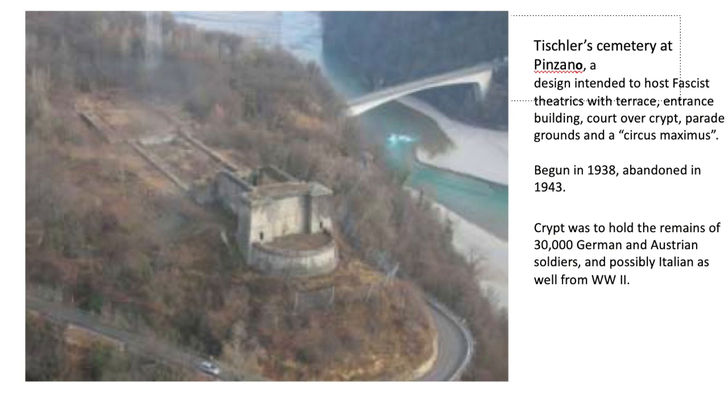Now the last one is Pinzano Tagliamento. I call it really an example of the fascist theatrics. Major earthworks had to be completed before this could be built on. It was meant to be a crypt. You have a terrace and an entrance building, and then a court behind, a huge court. Underneath would be a huge crypt. Then you had parade grounds and a circus maximus. It was not finished because it was abandoned, and today if you stumble over it, you think it's Roman ruins. Nothing has happened to it.